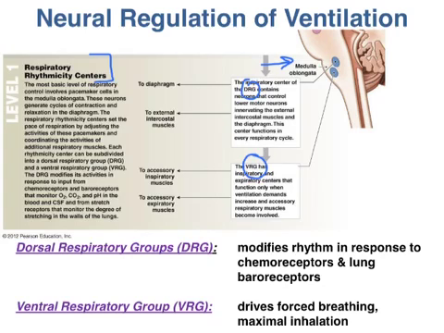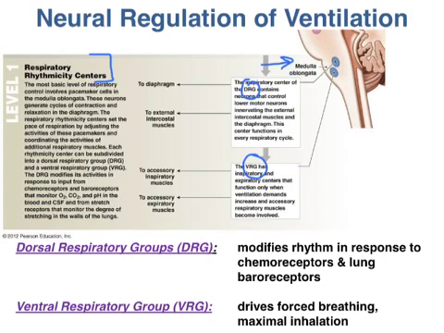The dorsal respiratory group takes in information from chemoreceptors and baroreceptors in the lung. So chemoreceptors in the blood and baroreceptors that detect the degree of stretch of the lungs. So they respond to how much your lungs are already expanding. The ventral respiratory group, the VRG, drives forced breathing, so it drives a maximal inhalation.